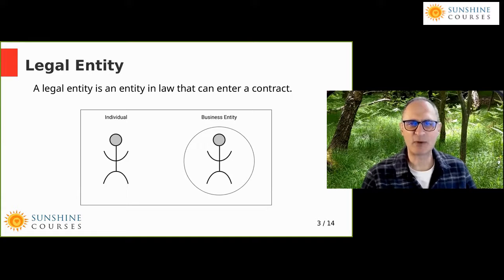Except when it comes to someone who's self-employed. And the question is, if you've got someone who's self-employed, where it's just them on their own, are they an individual or a business entity? And the answer is, if they're trading, it's easier to conceive them as a business entity, even if there's no difference between the business entity and the individual.